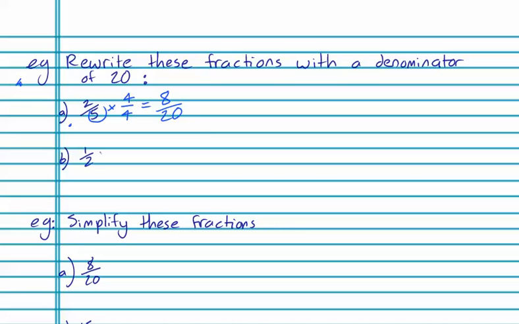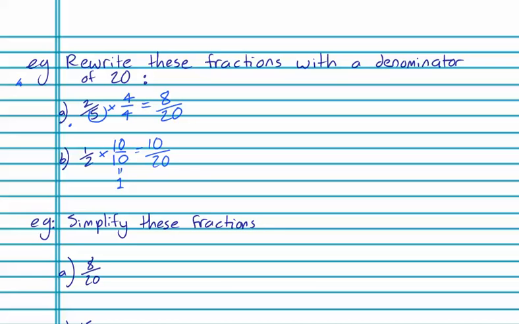To get a half to be something out of 20, I need to say, well, what do I multiply 2 by to get to 20? If I can't imagine it, divide back. 20 divided by 2, oh, it's 10. I'll be multiplying by 10 on the top and the bottom, still only multiplying by 1. 1 times 10 is 10, 2 times 10 is 20, and you can see that's still a half. 10 out of 20 is a half. But we're just writing it in a different way.